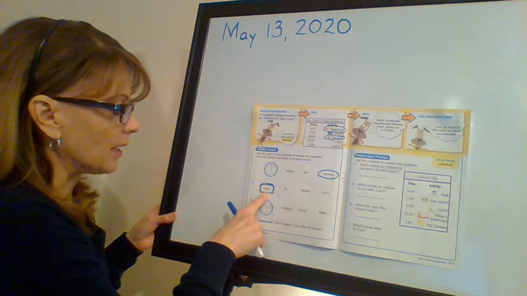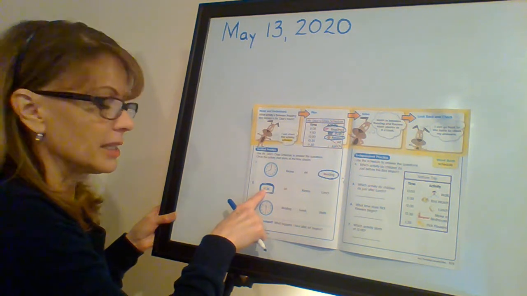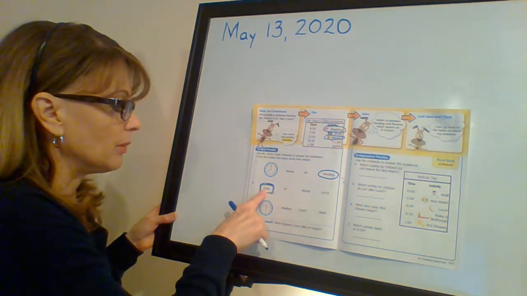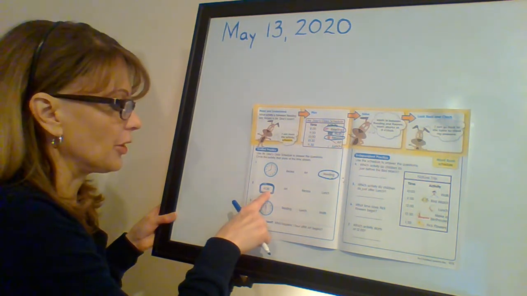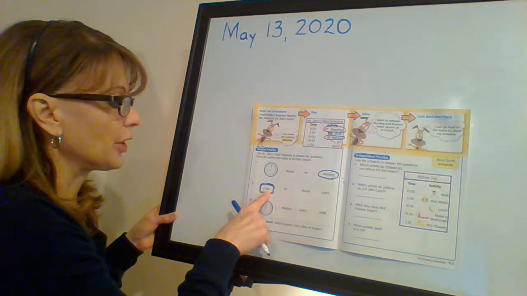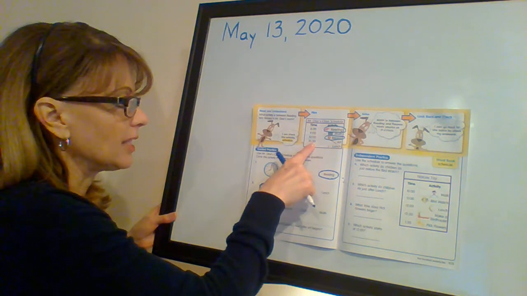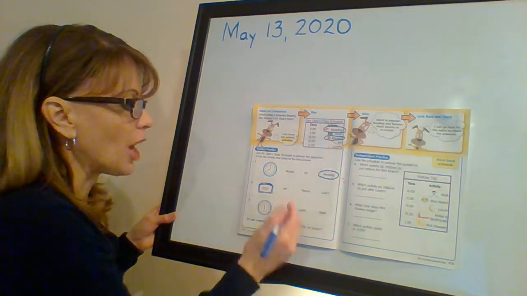The next clock. Well, how do we read that? This is a digital clock. We read the hour and then the minutes. This is 10:30. What happens at 10:30? Find 10:30, and we have art.